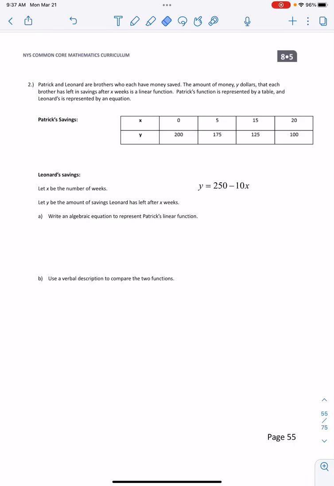This is lesson 8, day 2. Question number 2. Patrick and Leonard are brothers who each have money saved. The amount of money, y dollars, that each brother has left in savings after x weeks is a linear function. Patrick's function is represented by a table, and Leonard's is represented by an equation.